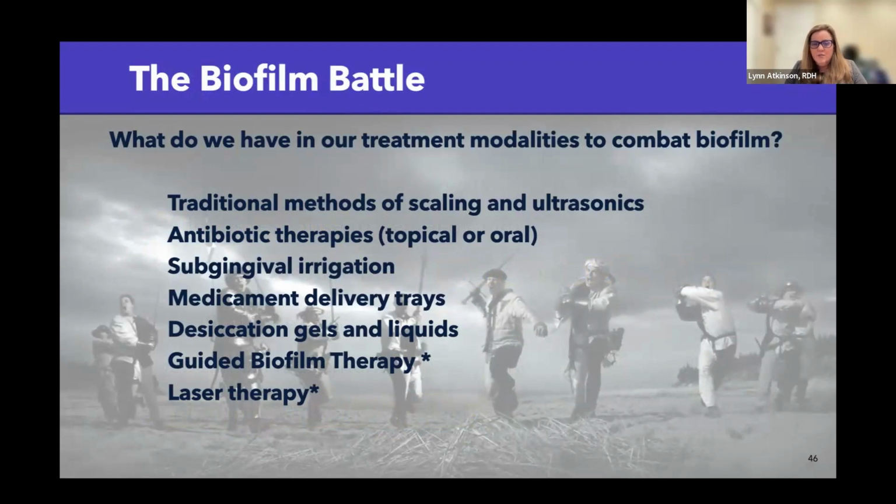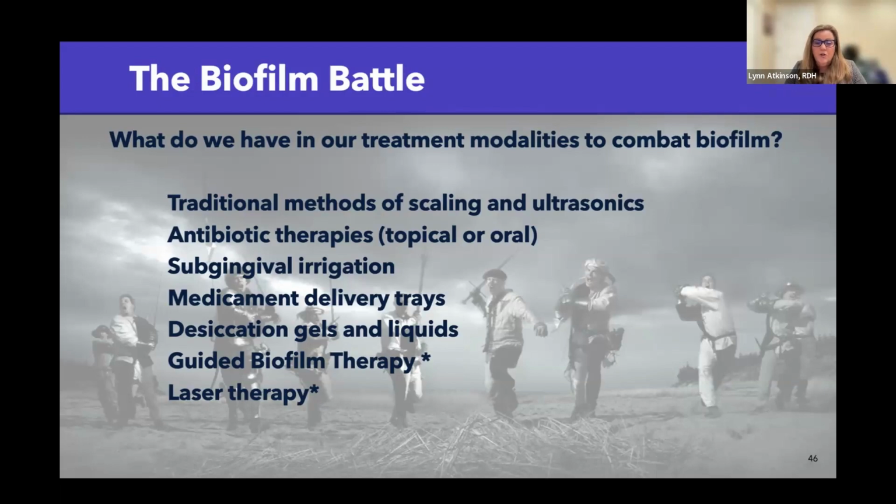So we have our traditional methods of scaling and root planing, ultrasonics. We have antibiotic therapies, topical or oral, subgingival irrigations, medicament delivery trays, desiccation gels and liquids. All of these things you may have in your armamentarium, but some of these things you can't do every single time that you see them, or maybe they don't work on one patient, they don't work on another patient.